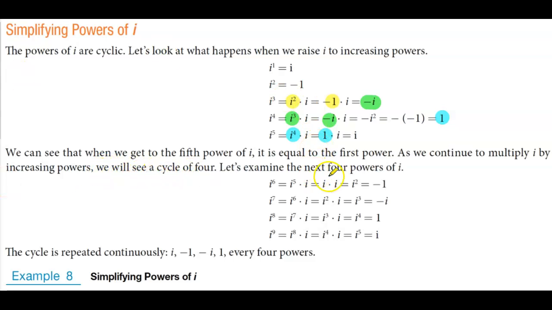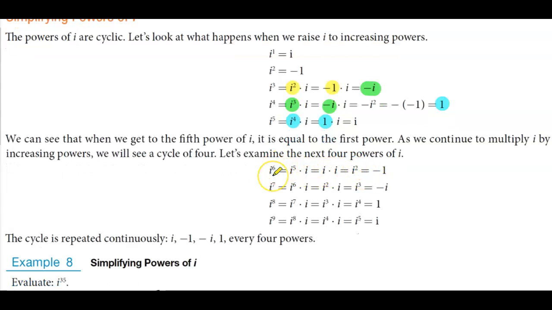So let's examine the next 4 powers of i. So we have i to the 6th, which is equal to i to the 5th times i. Remember that i to the 5th is i, so we can replace that with i, and i times i is i squared, which gives us -1, which is the same thing that we got for i squared, which is -1.